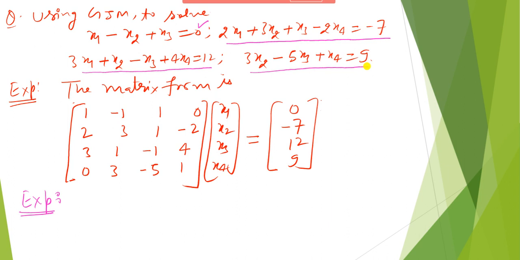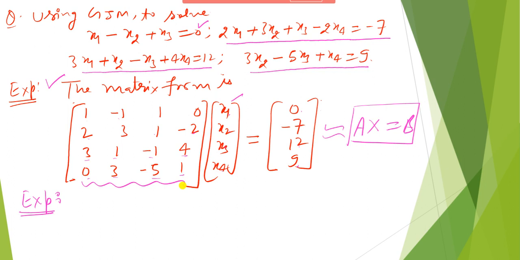So first of all, write the given system of linear equations in matrix form. The matrix form is the coefficient matrix with rows 1, minus 1, 1, 0; 2, 3, 1, minus 2; 3, 1, minus 1, 4; 0, 3, minus 5, 1, times the unknown matrix x1, x2, x3, x4, equal to the constant matrix 0, minus 7, 12, 9. That is, this is a system AX is equal to B. Here A is the coefficient matrix, X is the unknown matrix, and B is the constant matrix.